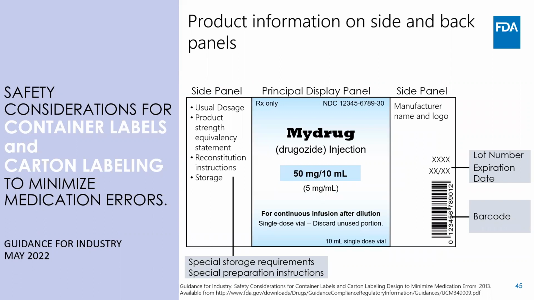And so for some of the other information, we really encourage companies to utilize side or back panels for non-critical information. And this includes product strength equivalency statements or lot numbers, expiration dates, recommended dosage statements. And all of this can go on side or back panels in order to be able to maximize the prominence of the most important critical product information on the PDP.